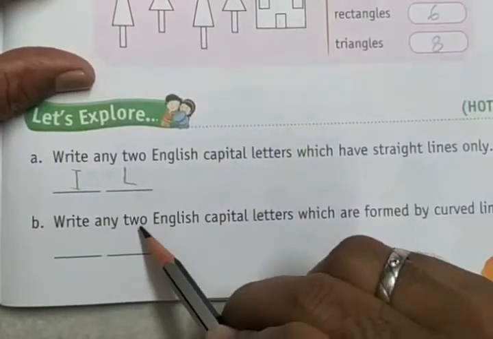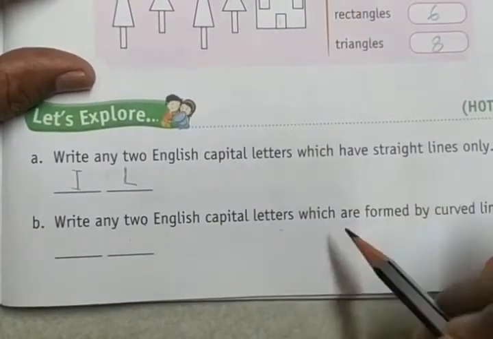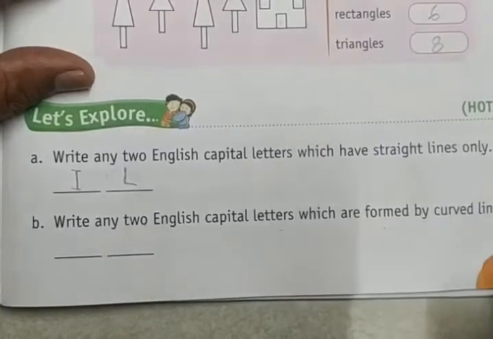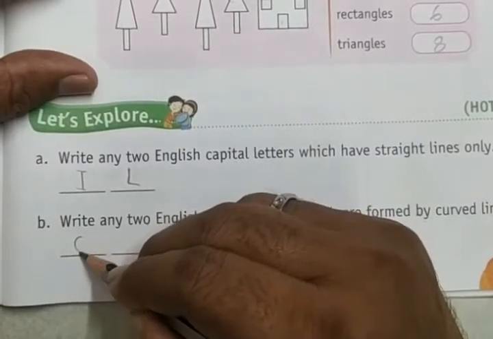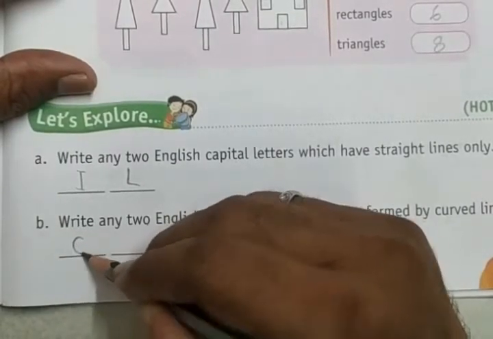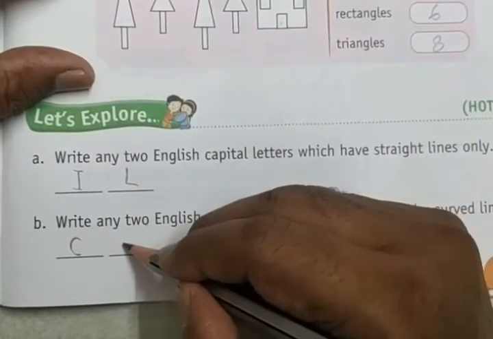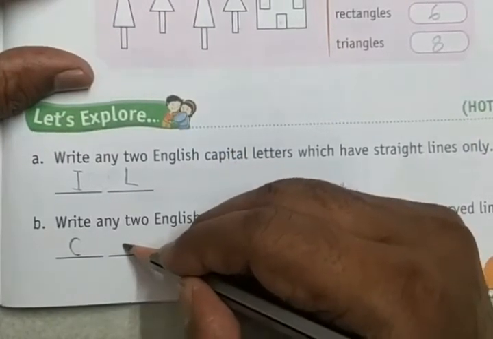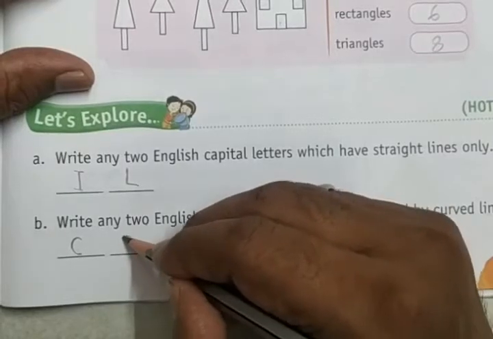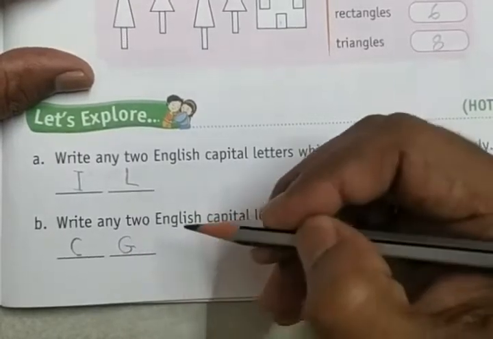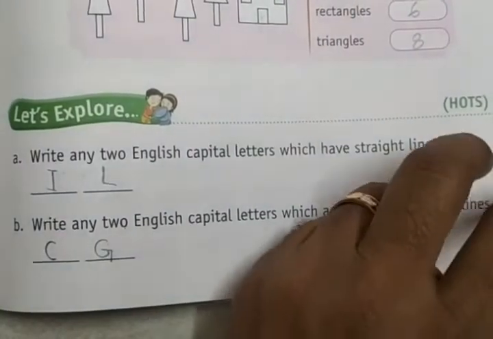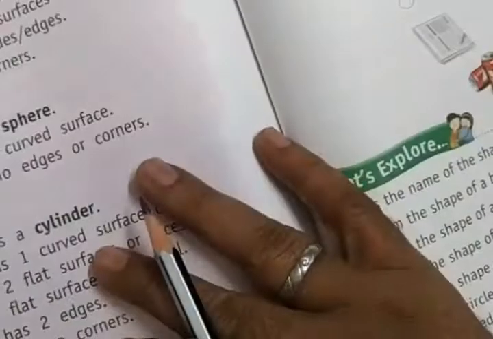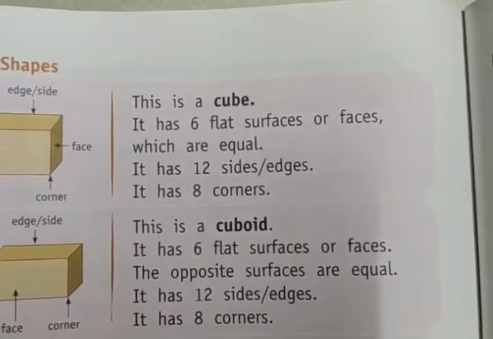Write any two English capital letters which are formed by curved lines. So here you can see that C is a curved line. And D, E, F, G. So this we can say curved lines. C and G are completely curved lines. Alright. So like this we have to understand the shapes and patterns.